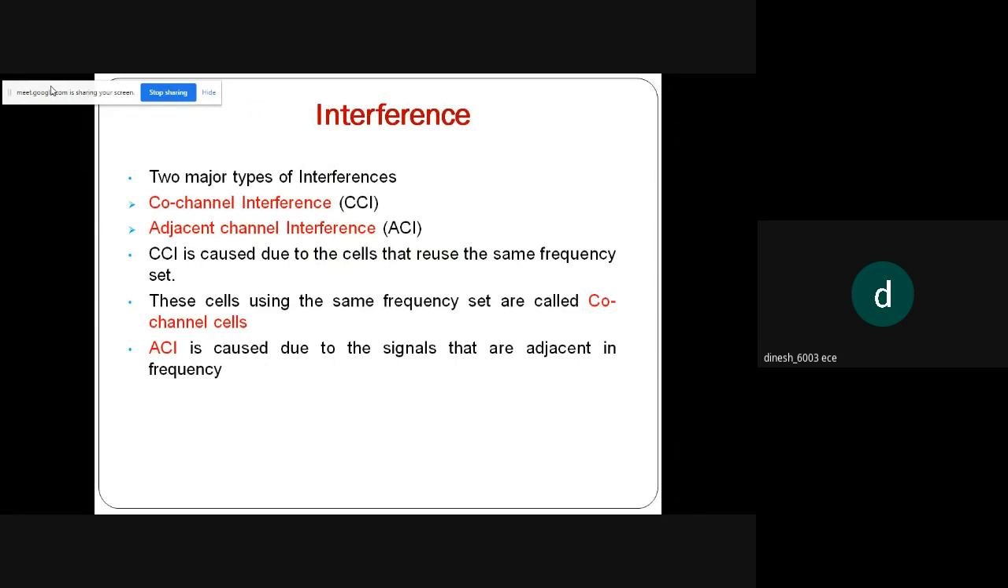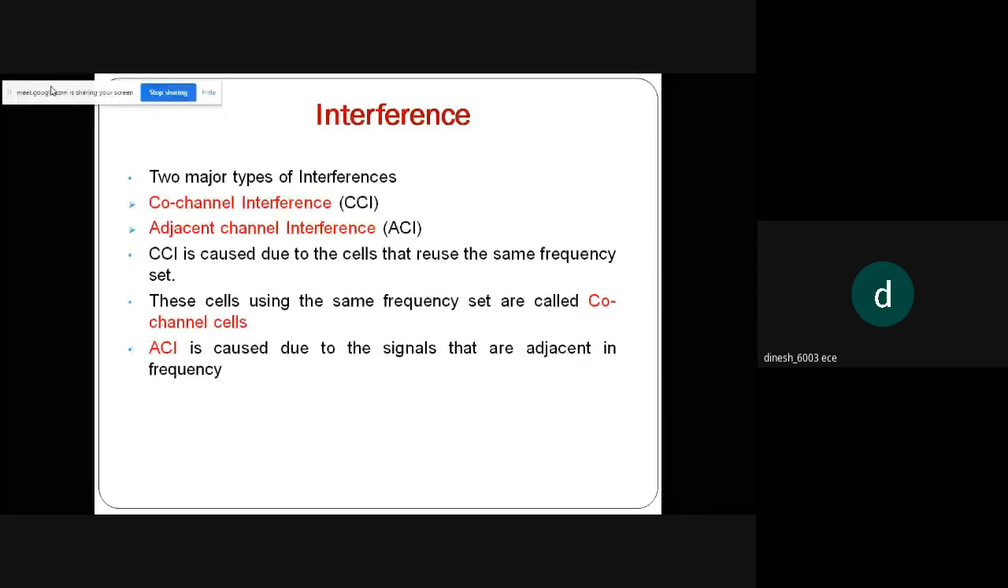The co-channel interference. Second one is the adjacent channel interference. So this co-channel interference is caused due to cells that reuse the same frequency set. Same set of frequencies. A everywhere. B everywhere. So that is your co-channel interference.